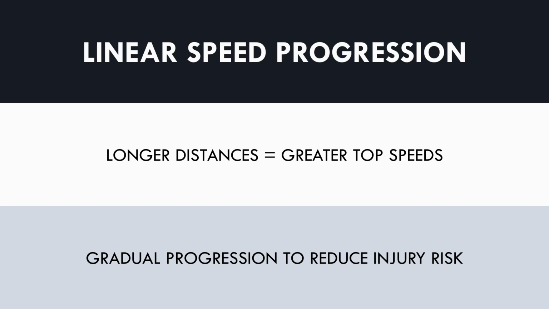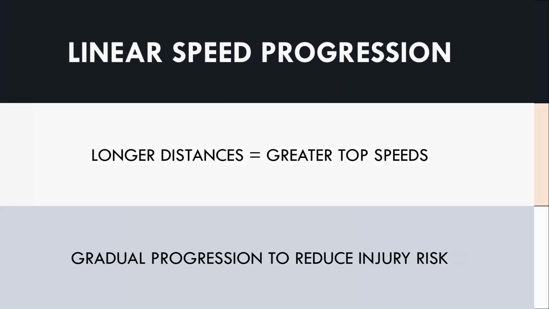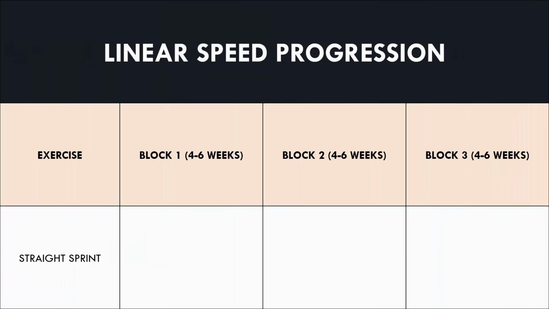As a practical example, sprint training can be progressed in the following way. First, shorter distances of 10 to 20 meters can be implemented for 4 to 6 weeks. Then moderate distances of around 25 to 40 meters can be implemented for another 4 to 6 weeks. And finally, distances of 45 to 60 meters can be included where the athlete will be reaching maximum speeds.